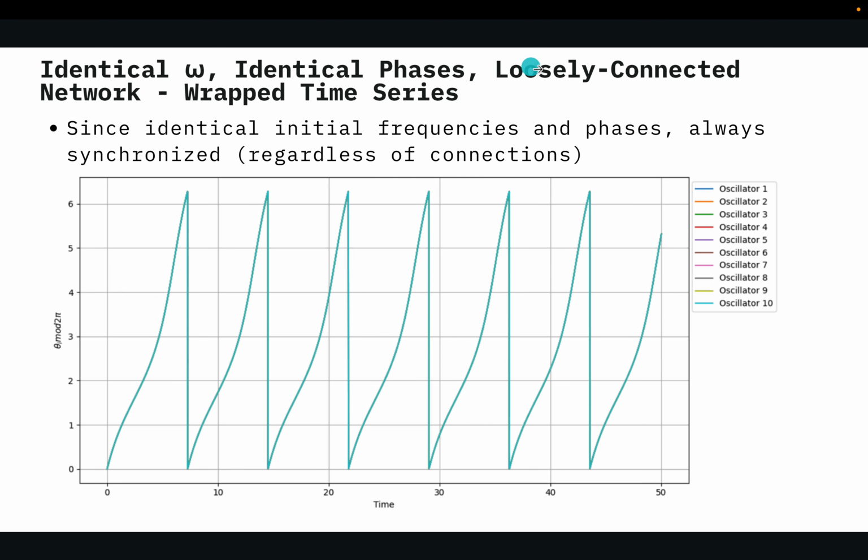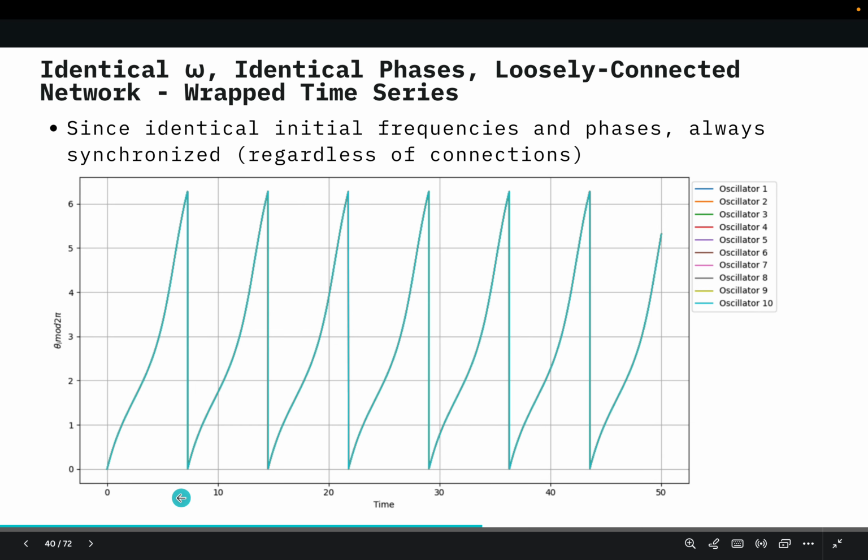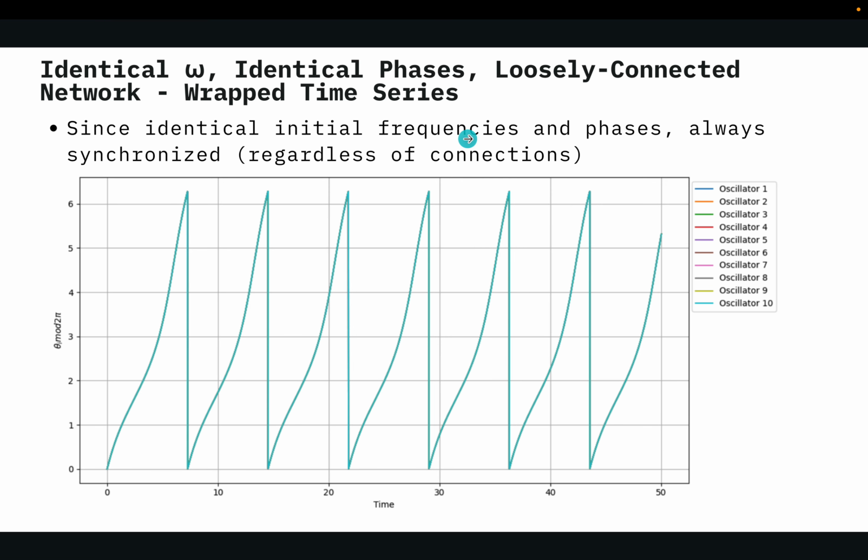And if you have identical omega, identical phase, then again, just to show you, even if you have a loosely connected network, it's completely synchronized from time t equals 0 and throughout. Because if you already start with identical omega, identical phase, there is no randomness, no chance to desynchronize. So it doesn't really depend on the number of connections.